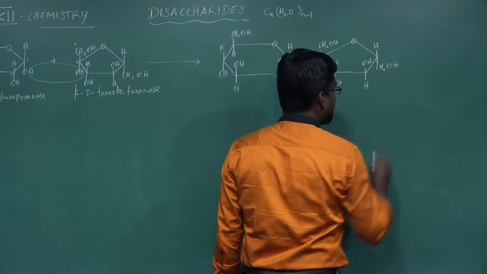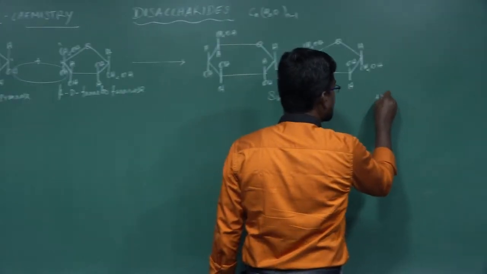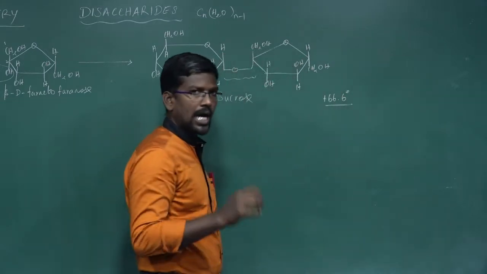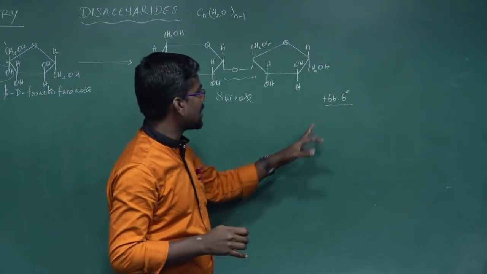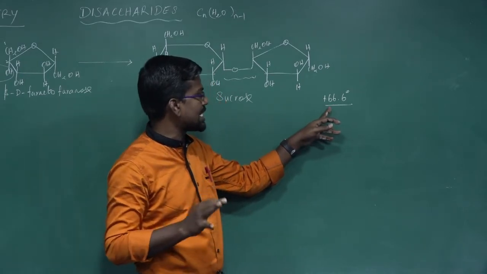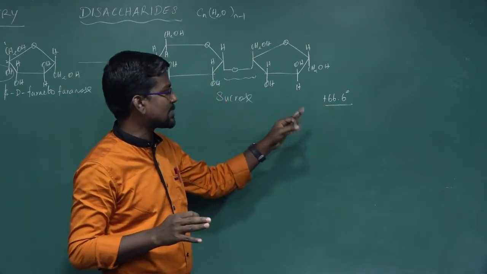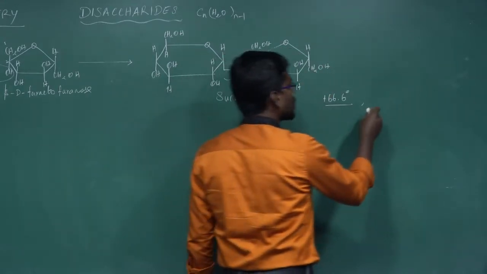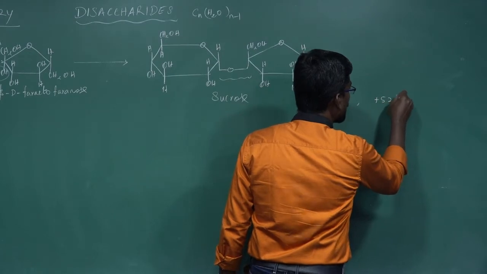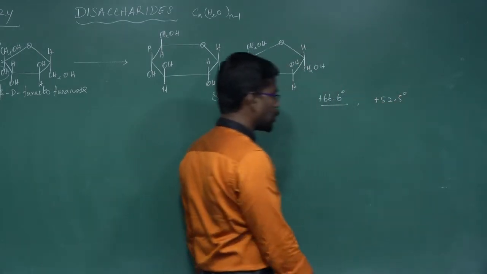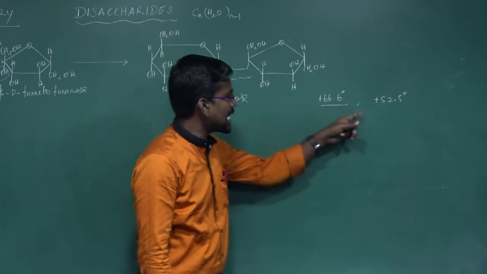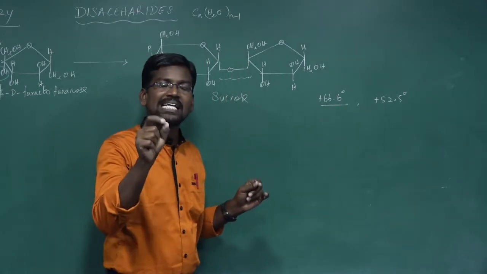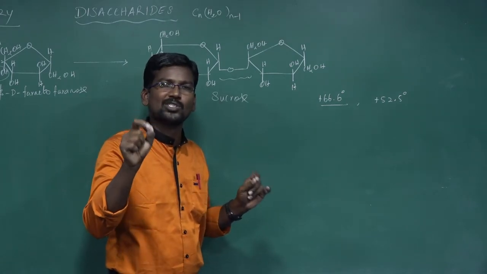The specific rotation of the sucrose molecule is plus 66.6 degrees. Specific rotation means optical rotation. The optical rotation of sucrose is plus 66.6 degrees, and the specific rotation of glucose is plus 52.5 degrees. Because of the positive sign, both substances, sucrose and glucose, are dextrorotatory. What is the meaning of dextrorotatory?